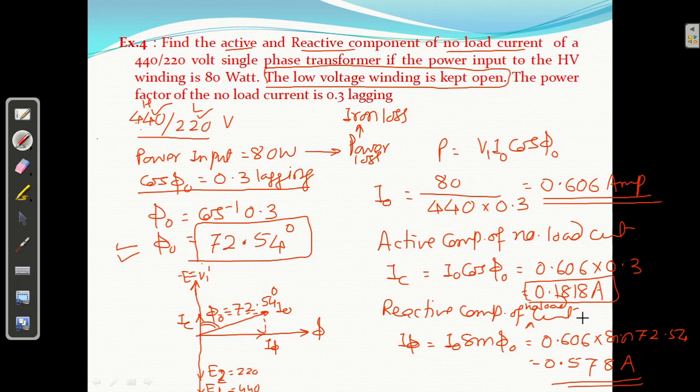You will get the idea: the magnetizing component will always be more than the core loss component. When you solve the problem, you will get some conclusions and actual values also, like which is larger, how much current there is, and what the power factor angle is at no load and at full load. So whenever you solve a problem, you have to clear your concept also. This is the value of the no load current. We were asked to find IC and I phi only.